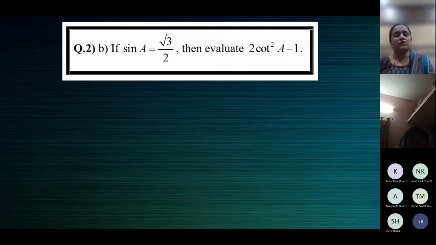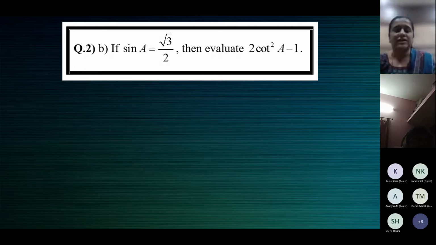Now here, you can use a right triangle also. Whenever the value of one t ratio is given to you, you can use a right triangle and put this information in the right triangle. Now the trigonometric ratio will connect two sides. So put those two values in the right triangle and find the third side using Pythagoras' theorem. And then proceed with whatever you have to evaluate.